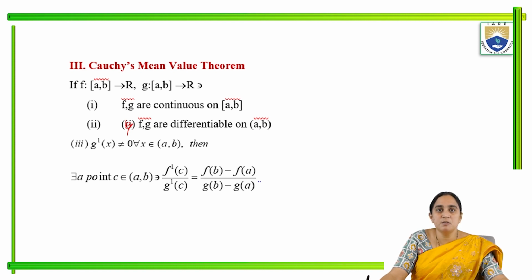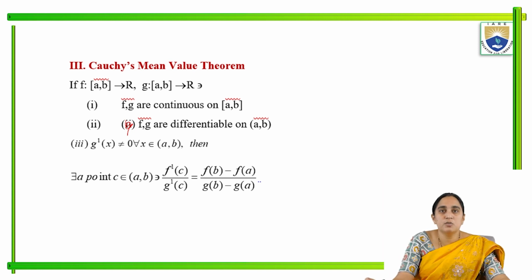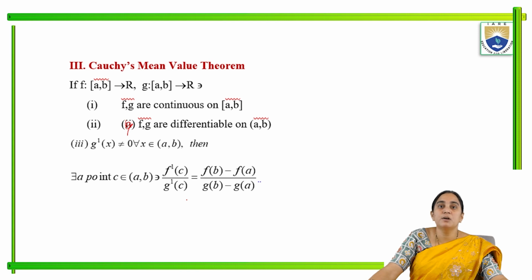Then there exists a point c in (a, b) such that f'(c) by g'(c) is equal to (f(b) minus f(a)) by (g(b) minus g(a)). Observe Cauchy's mean value theorem conditions: f and g are continuous, f and g are differentiable, and the third condition is g'(x) not equal to 0. If g'(x) is equal to 0, then in the formula we get infinite terms, so the third condition g'(x) not equal to 0 for all x in (a, b) is compulsory. Then there exists a point c in (a, b) such that f'(c) by g'(c) is equal to (f(b) minus f(a)) by (g(b) minus g(a)).